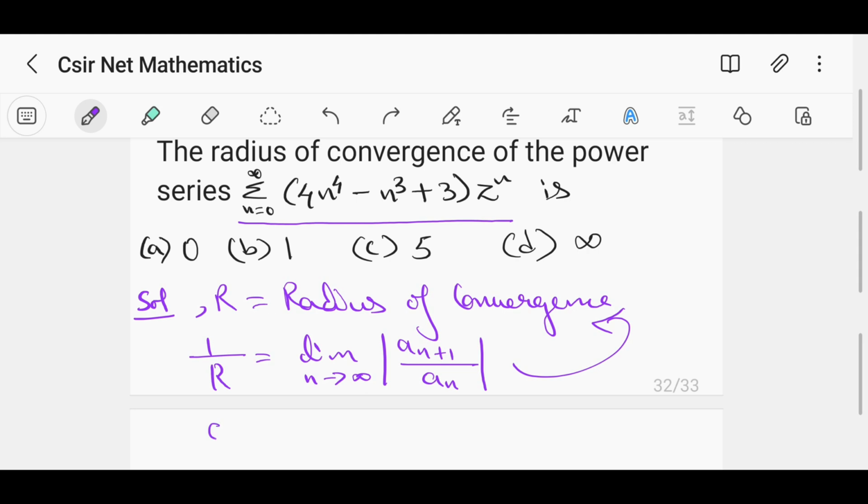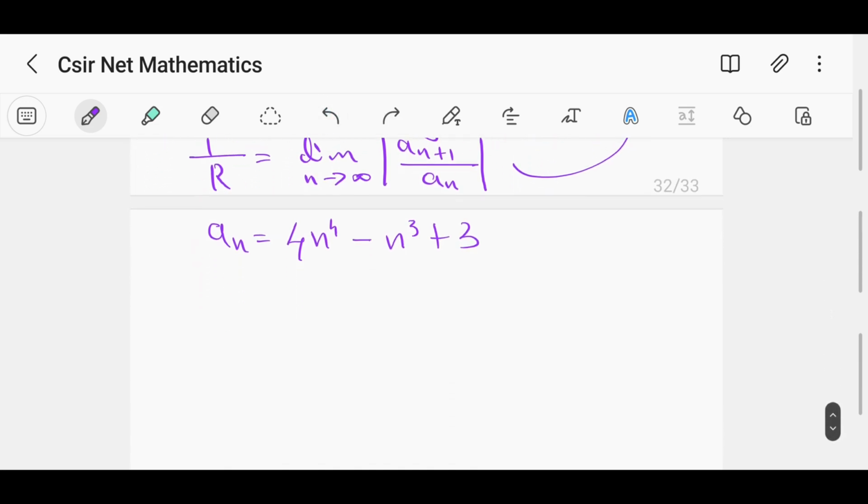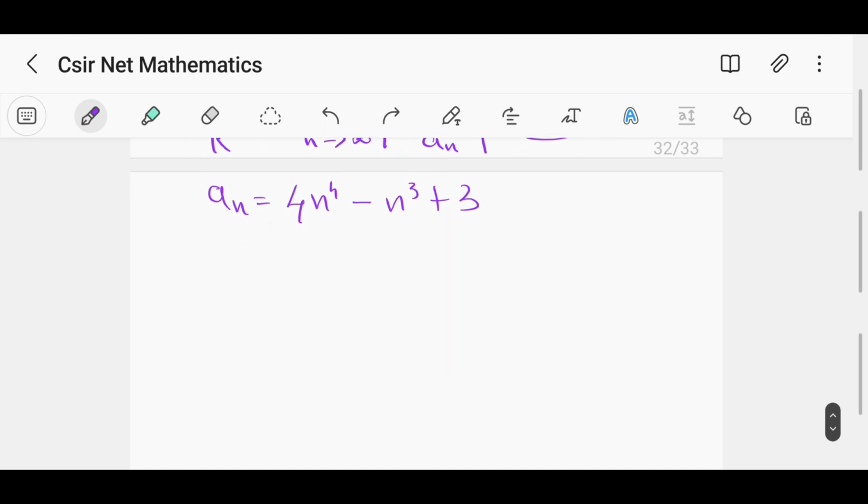Let us write a_n. a_n is equal to 4n^4 − n^3 + 3. That we have written here. This is a_n. Let us replace n by n plus 1 to get a_(n+1). So a_(n+1) will be equal to 4 times (n+1)^4 − (n+1)^3 + 3.